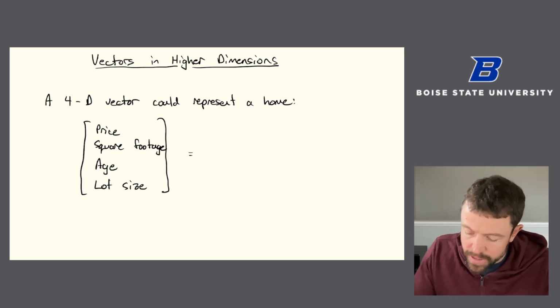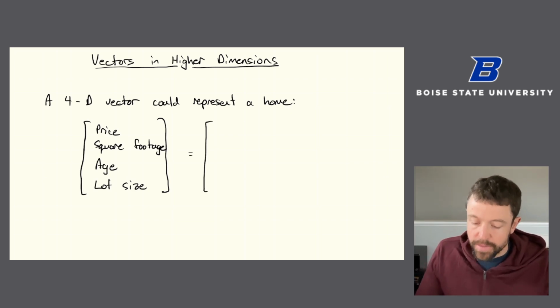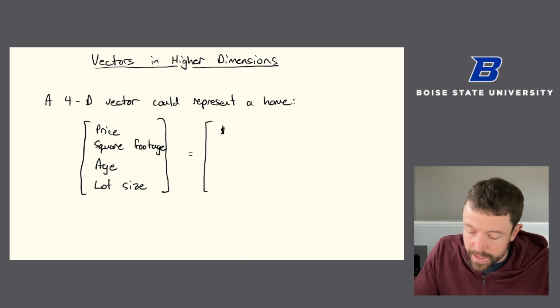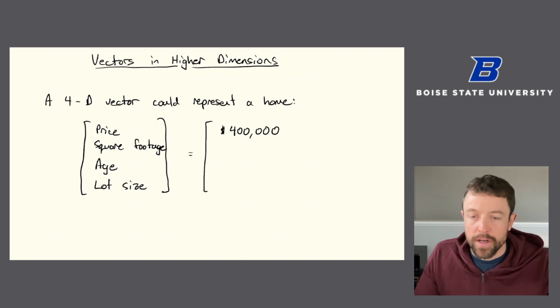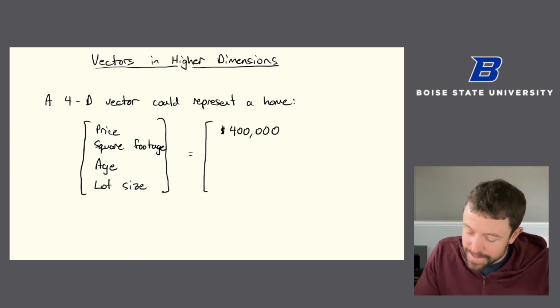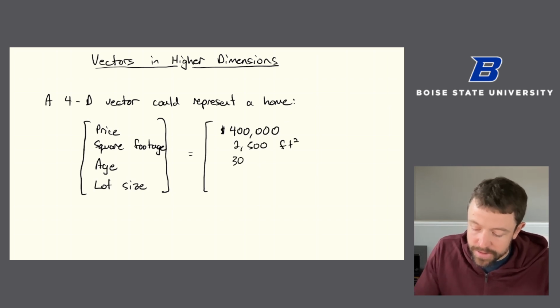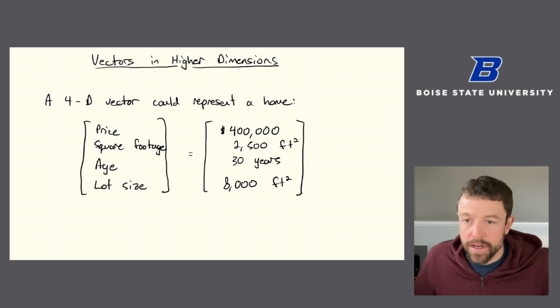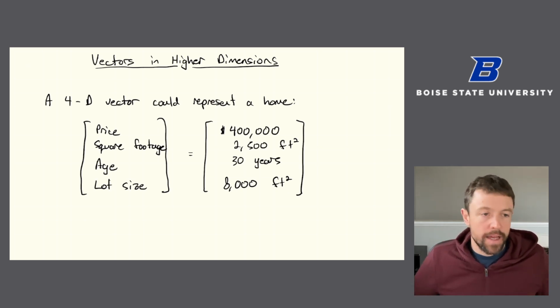And so maybe for this particular vector, we would have something like, I don't know, the home's price is like $400,000, and the square footage, I'm not sure what market this home is supposed to be in and whether these numbers make any sense, maybe the square footage is 2,500 square feet. The age is 30 years. And the lot size is 8,000 square feet. That might be a vector representing a home. So this is just to say that going up to 4 dimensions makes sense.